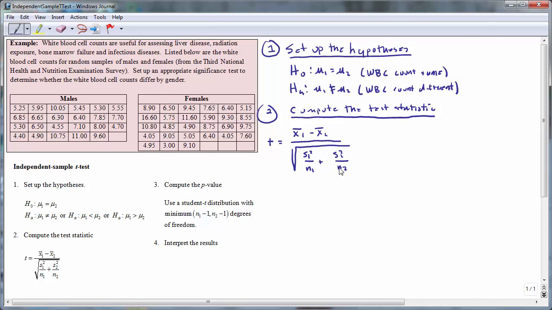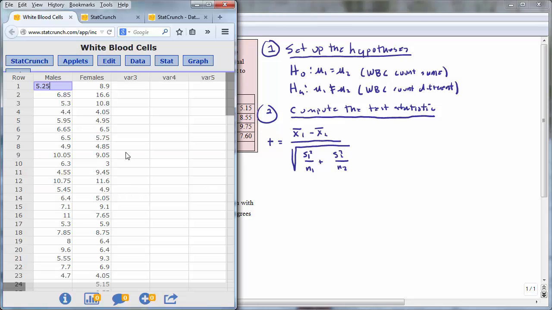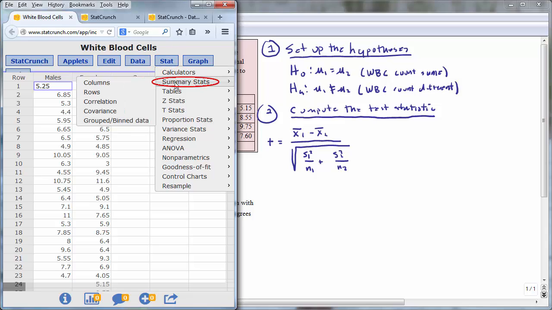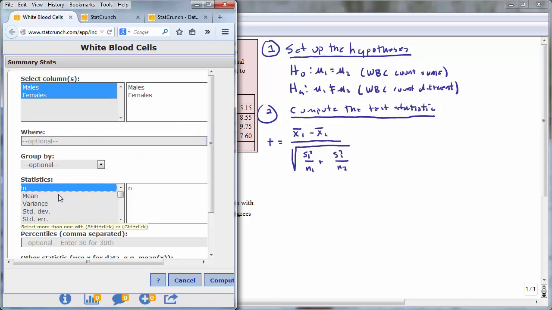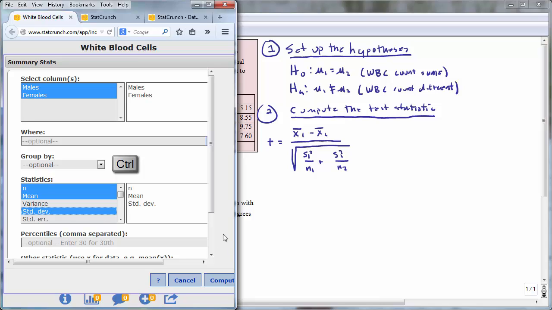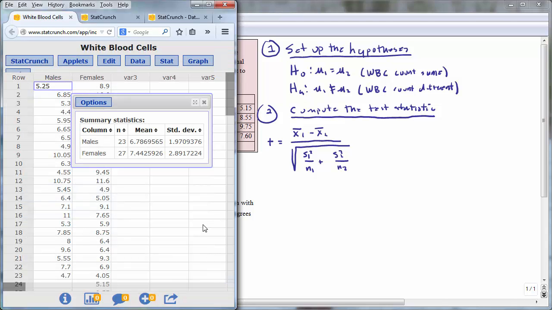sample standard deviations. To do this, we're going to open the white blood cell count dataset in StatCrunch, and then we're going to go to Stat, Summary Stats, Columns. Select the males, hold down the Control button to also select the females, and then select the statistics we want to compute: the sample size, the sample mean, and the sample standard deviation. Again, hold down the Control button, or else just press the Compute button and compute all of the statistics.